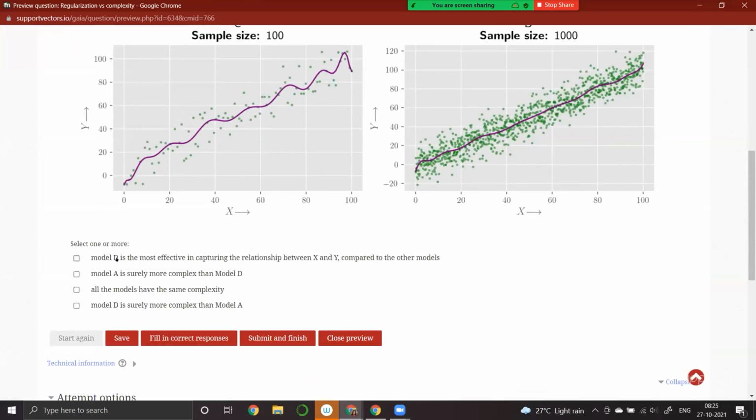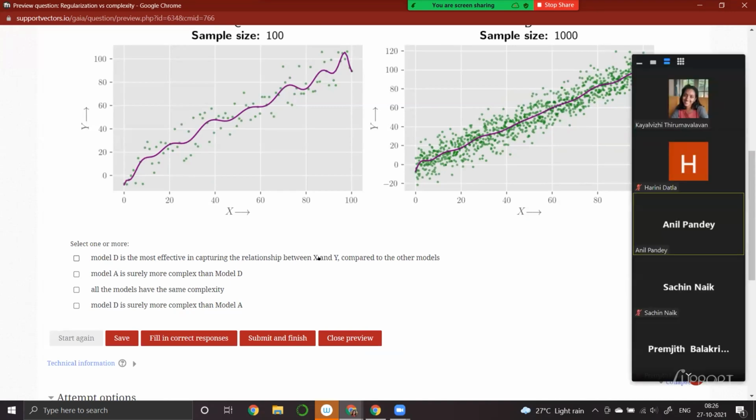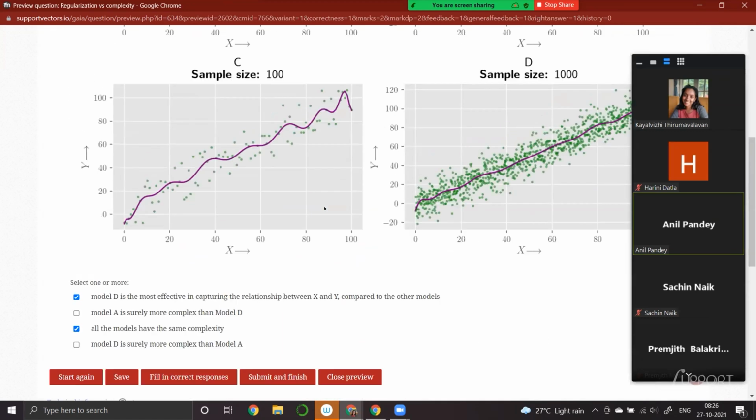Model D is the most effective in capturing the relationship between X and Y compared to other models. That is true. Model A is surely more complex than model D. That is not true. All the models have the same complexity. That is true. And this is also not true. So let's fill in the right responses.